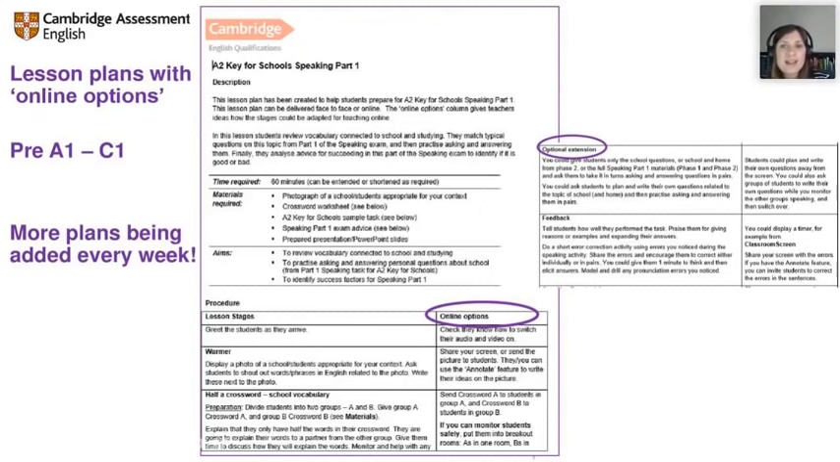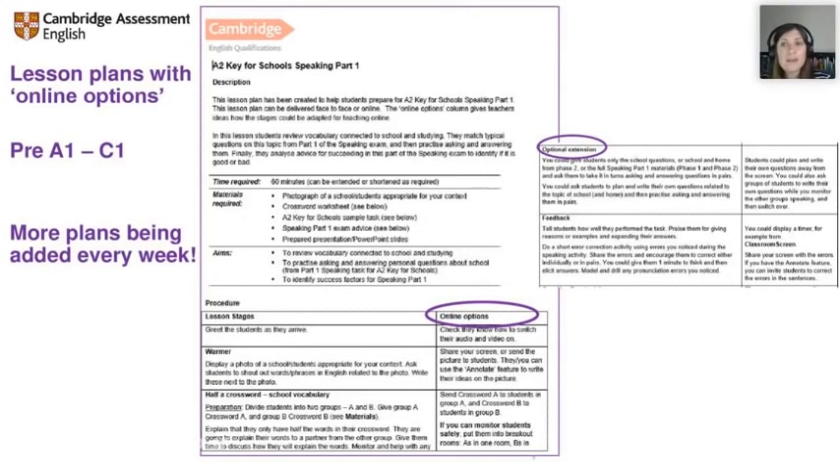Now you'll see on the right-hand side a new column called Online Options. So these give you ideas of how you can adapt what you would usually do in a face-to-face classroom in an online setting. And as I said, it might include some digital tools, some links to tools that you can use. It might just give you little ideas or things to bear in mind.